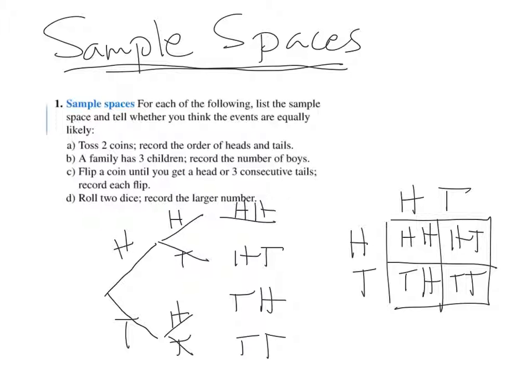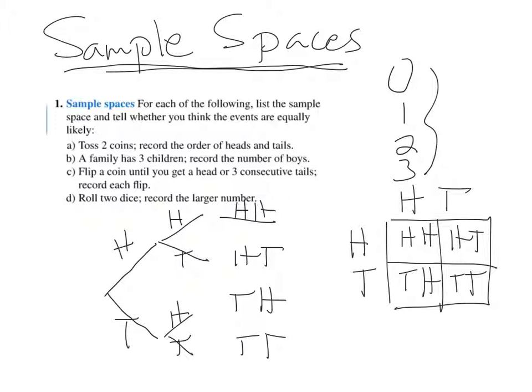Okay, so how about a family with 3 children, record the number of boys? Well, we could certainly make a tree diagram, and I'm not saying it's always the best way to go. In fact, in this case, I don't think it is, because I could just list them. I could have 0 boys, 1 boy, 2 boys, or 3 boys. So that's my sample space.